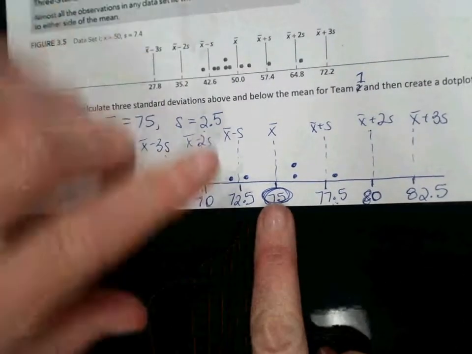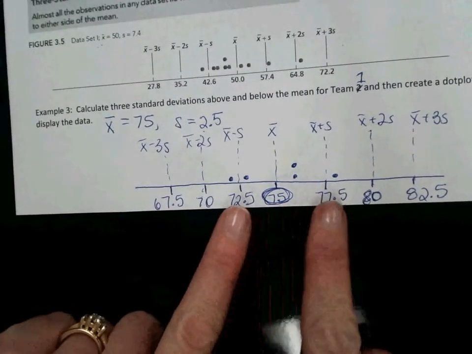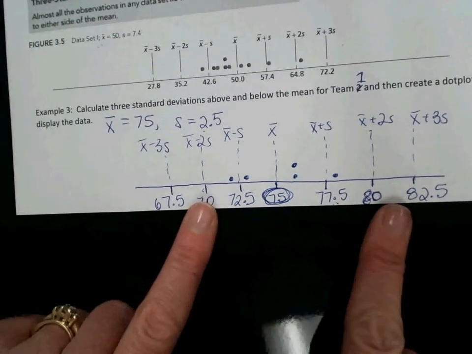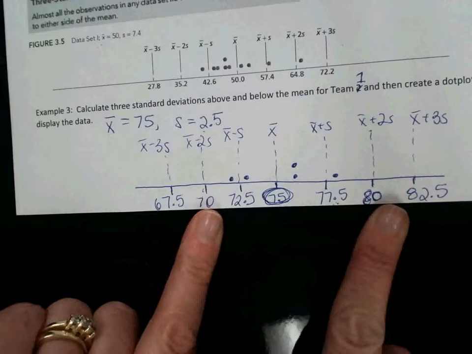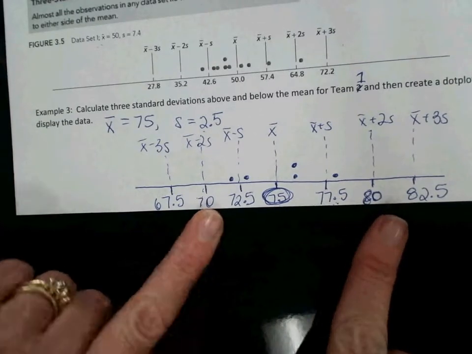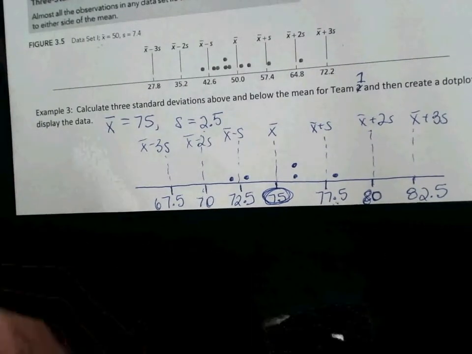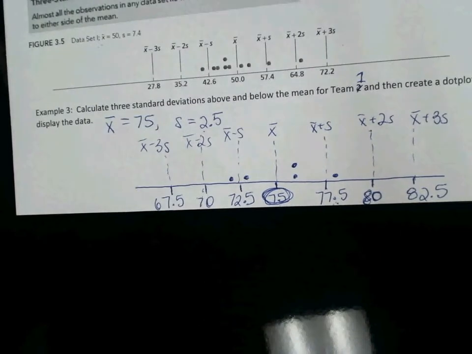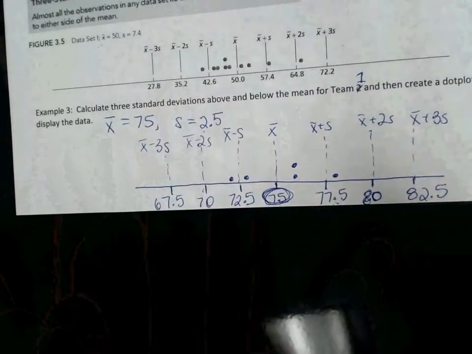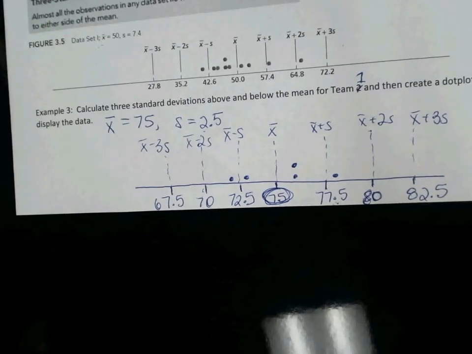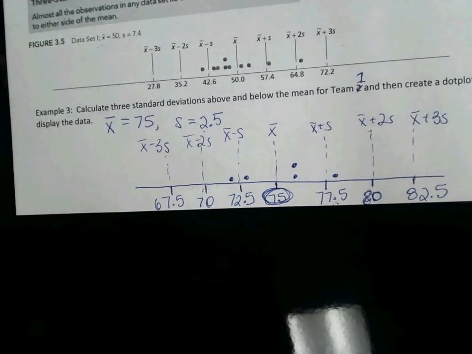So you can see all of our data was within 1, 2 standard deviations of the mean. You can imagine if we sampled everyone on the entire team, they would be within 3 standard deviations of the mean. So that's our notes for today. Go ahead and try example 2 on your own. Make sure you're solid in calculating standard deviation.